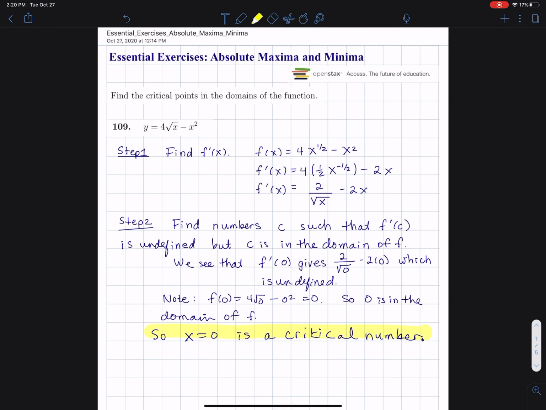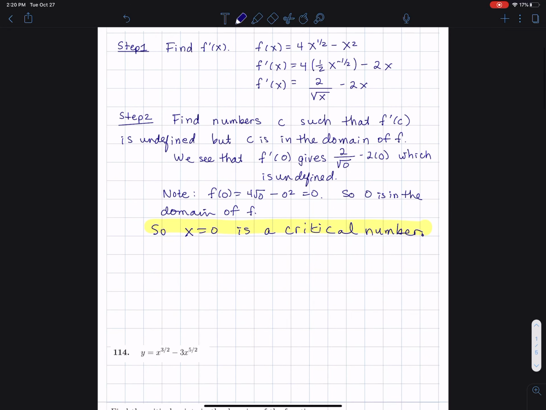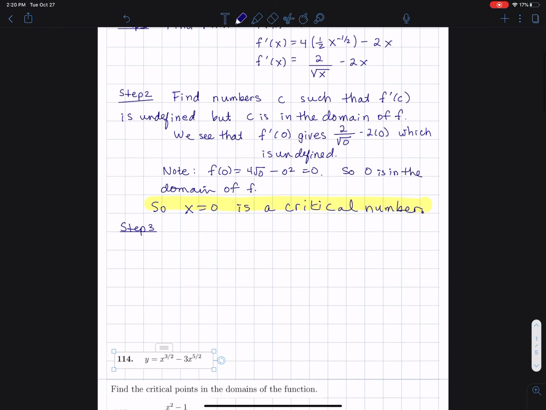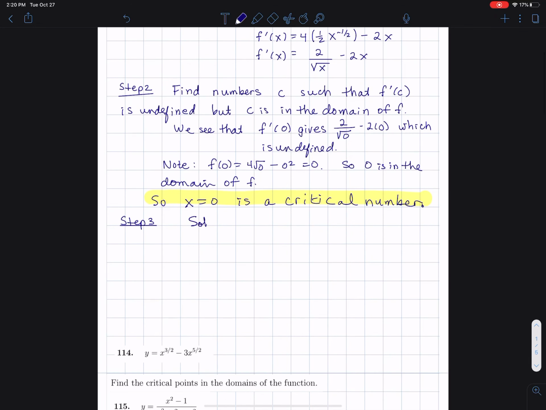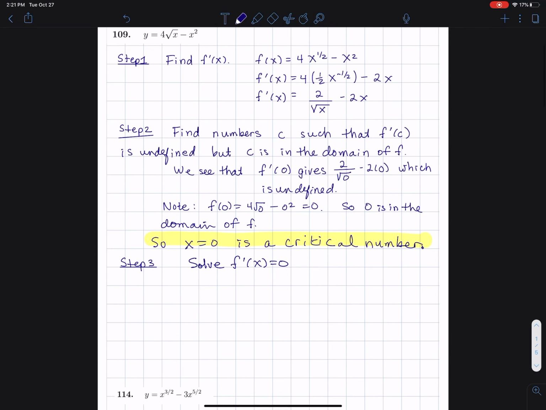And then the next one is Step 3. By the way, step 1 has to be find the derivative, but for the other steps, it's up to each person which order they want to use. Step 3 is we're going to solve f prime of x equals 0. By definition, a critical number is where f prime is undefined or where f prime is equal to 0. It's those values of x, where f prime is undefined or f prime is 0, and those values need to be in the domain of the original function.